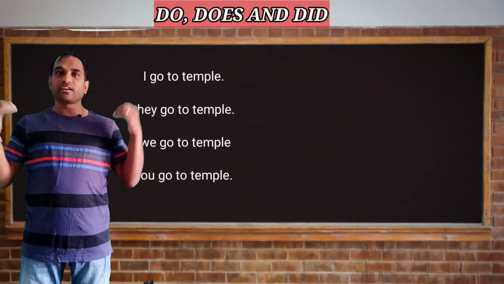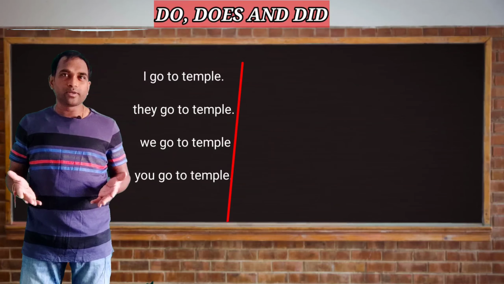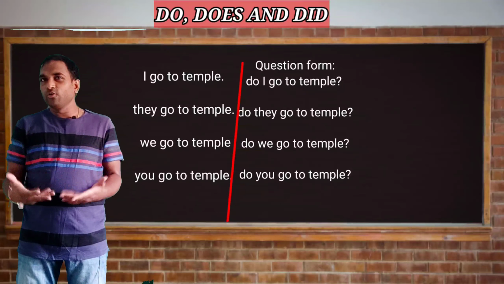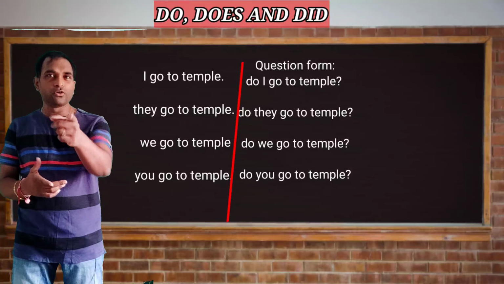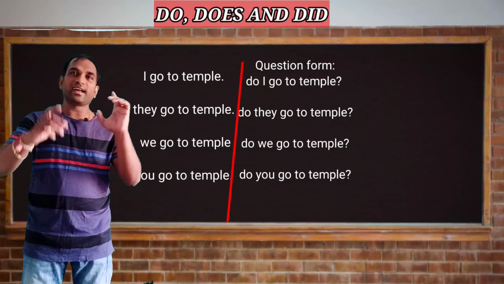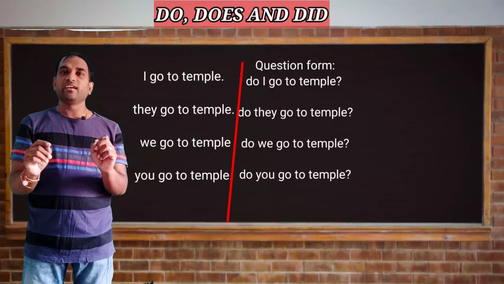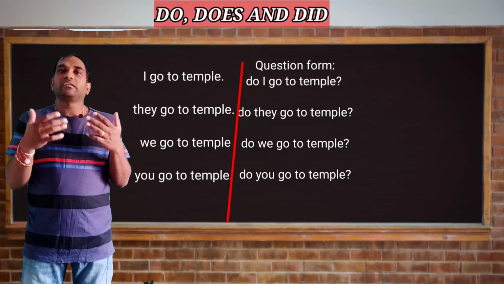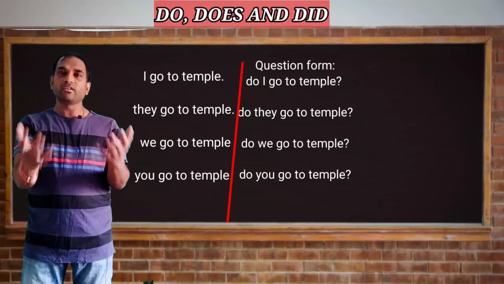And in order to make it a question: Do I go to temple? Do they go to temple? Do we go to temple? Do you go to temple? Like that, I, we, you, they and all the other plurals take "do" for making interrogative sentences or questions.